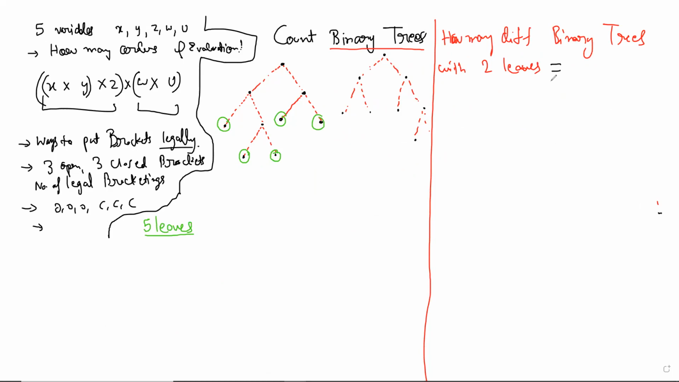Right? You only have one tree like this. This is the only possibility. See, this is not a possibility. This is not counted because this one has only one child. That's not allowed. You either have two or none. So this is one.